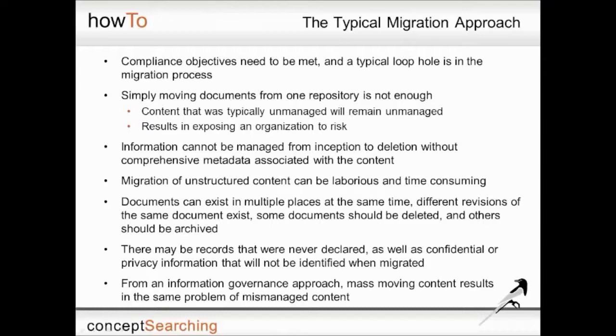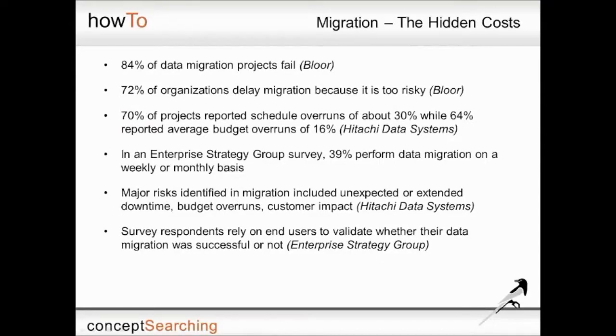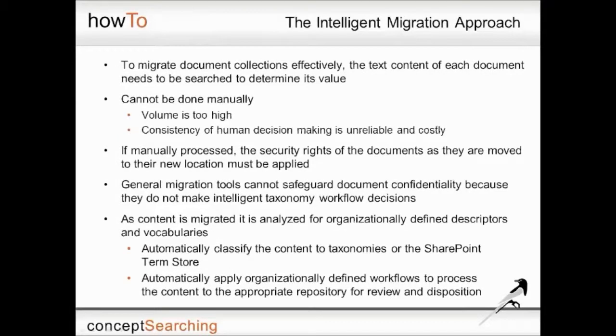So in principle it might seem a simple objective, but the reality is there's often a lot of complexity involved in migration operations. And here we can see some statistics. 84% of data migration projects fail. You might argue with that number. It seems on the high side to me, but this is a quotation from Bluer Research. And the clear message, I think, in this slide is that migration is difficult. Migration often fails. And in particular, when we ask end users to perform migration on a manual basis, you're often heading for trouble because you're overwhelmed by the volumes.